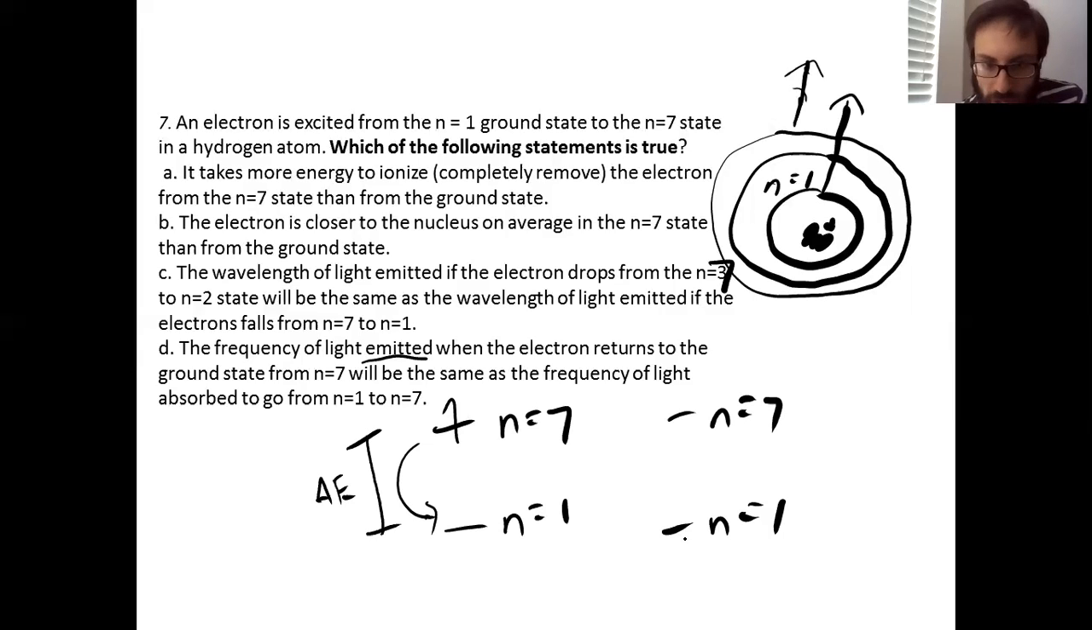And now what if I want to absorb to go from n equals 1 to n equals 7? Well, that's the exact opposite process. And what frequency of light am I going to need? Whatever frequency of light has that same energy gap, right? That same delta E. So that's why D is true.